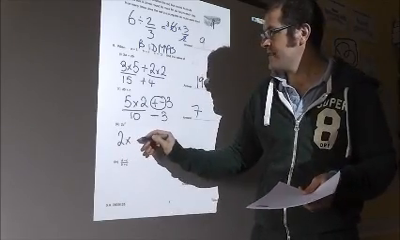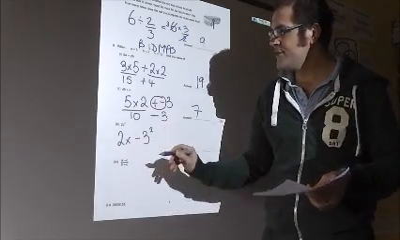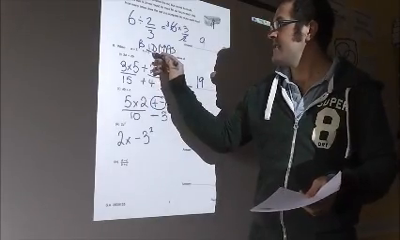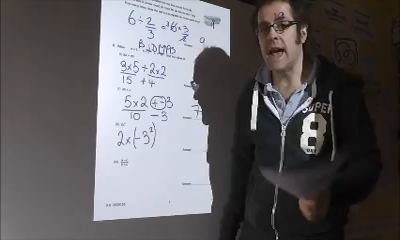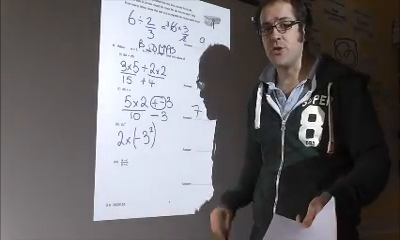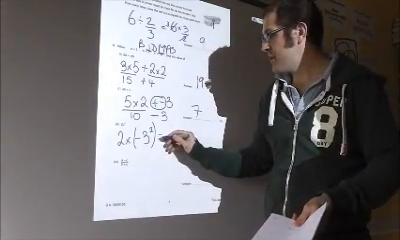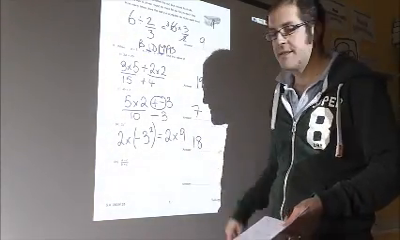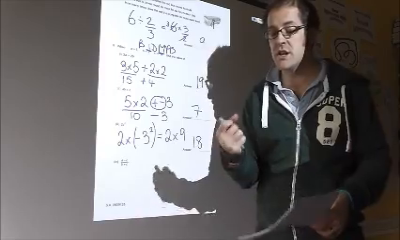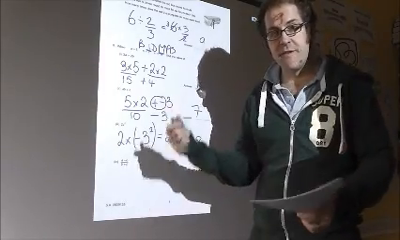This one, again, write it out. 2 times -3 squared. Indices come before multiplying. So you've got to square the -3. And if you square a negative, you get a positive. So it's 2 times 9, which is 18. So remember the order you've got to do these in. Indices before multiplying.